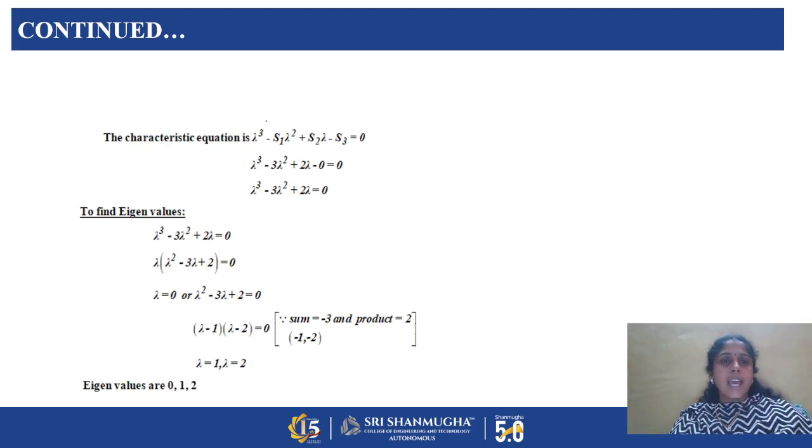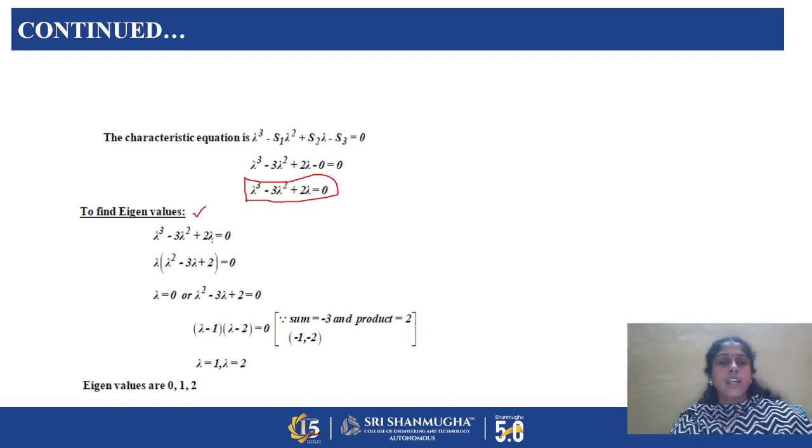So the characteristic equation is lambda cube minus S1 lambda squared plus S2 lambda minus S3 equal to 0. When I substitute the S1, S2, S3 values, I get the characteristic equation as lambda cube minus 3 lambda squared plus 2 lambda equal to 0. To find the eigenvalues, this is the next step I have to do.